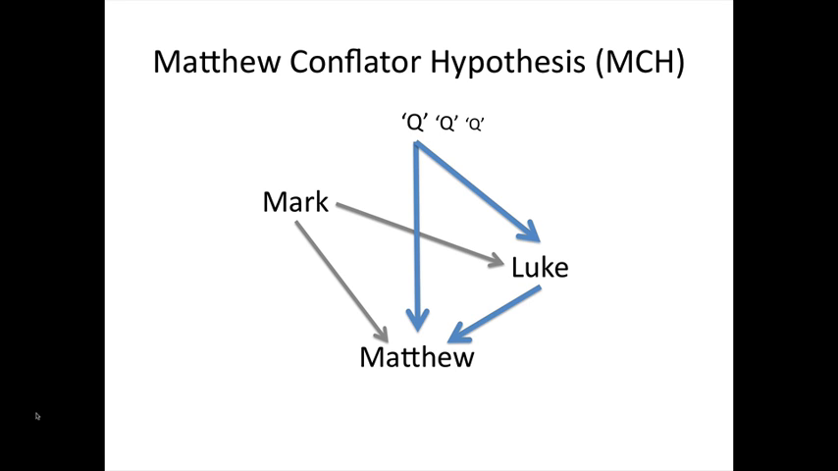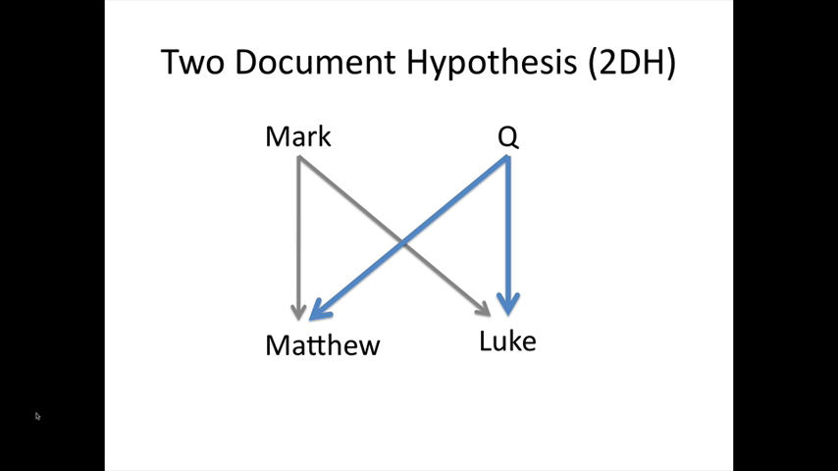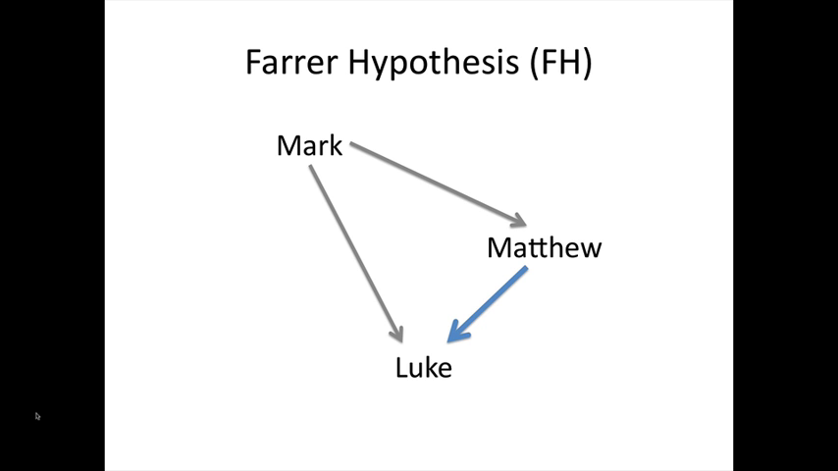I'm going to begin now to try and test this hypothesis against the two mainstream alternatives: the two-document hypothesis, which holds that Matthew and Luke independently use Mark and Q, and the Farrer hypothesis, which holds that Luke uses Matthew along with Mark and priority.